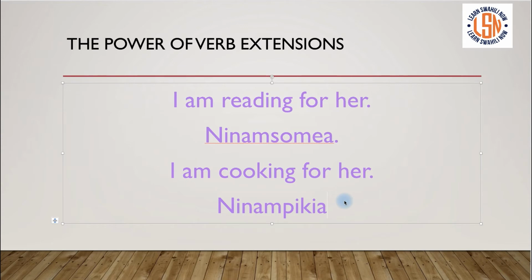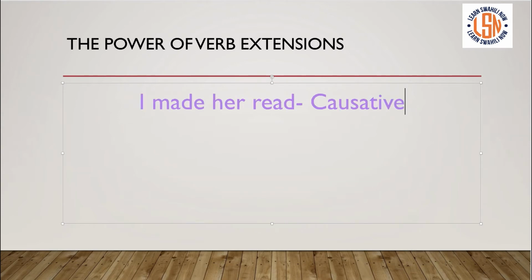Let us proceed and look at the causative verb extension and how it transforms our verb. So when we use the causative verb extension, this is when we want to make a verb show that somebody or something caused an action to happen. In this case, I made her read. So we still have our verb soma, but in this case, we want to conjugate it so that it demonstrates that the action was not necessarily voluntary, somebody made it happen. What would that be?